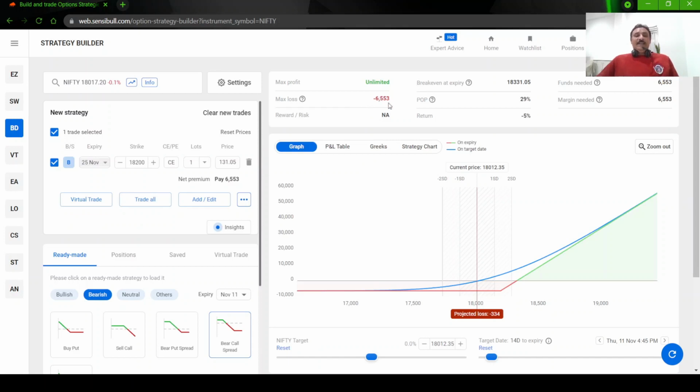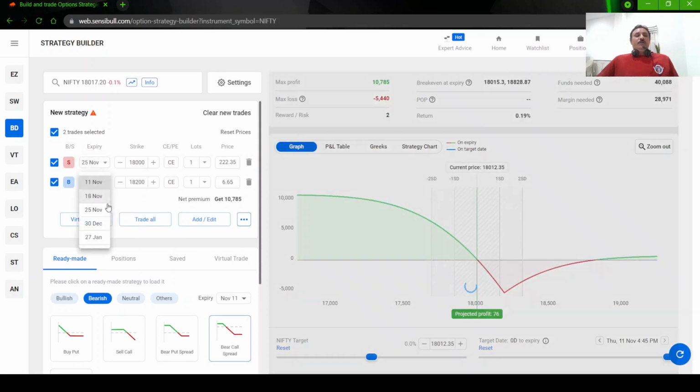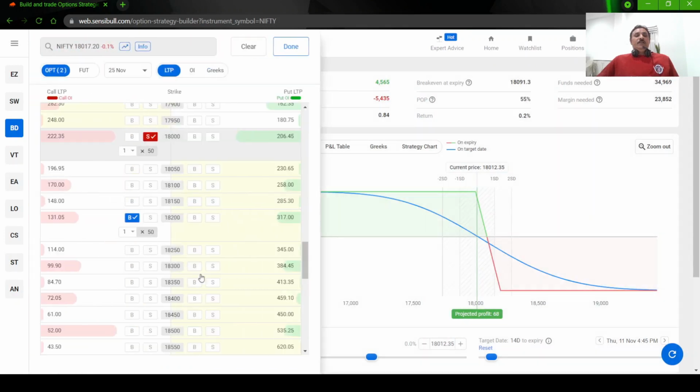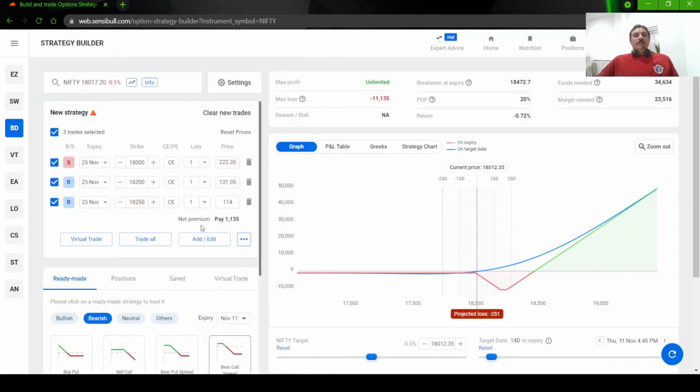So let us get to the bear call ladder. So we have a bear call spread, 25, 25, then add 250. Okay, this is the net debit we were talking about. When you just simply buy a call, if the market goes down, you will lose 6,500 rupees, right? So now you will not lose 6,500 rupees. You will be losing only 1,135.